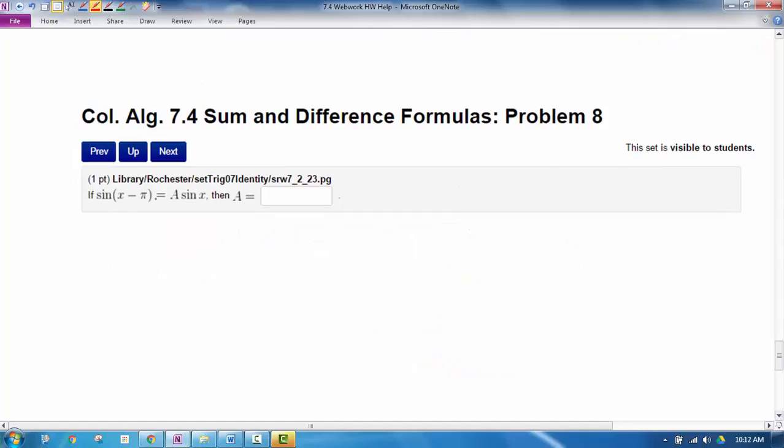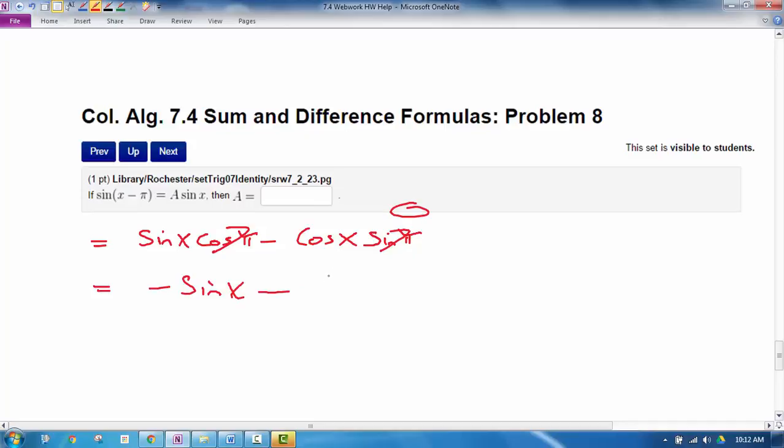Okay, the next one's a little bit easier. Sine of x minus pi. If you follow the formula in your formula sheet for the sine of a difference, you get this right here. And then cosine of pi, that's 180, that's -1. So it's negative sine of x minus, and sine of pi is 0, so this whole term cancels out. So it's just negative sine of x. So they say that it equals A sine of x, so A is -1 in this case.